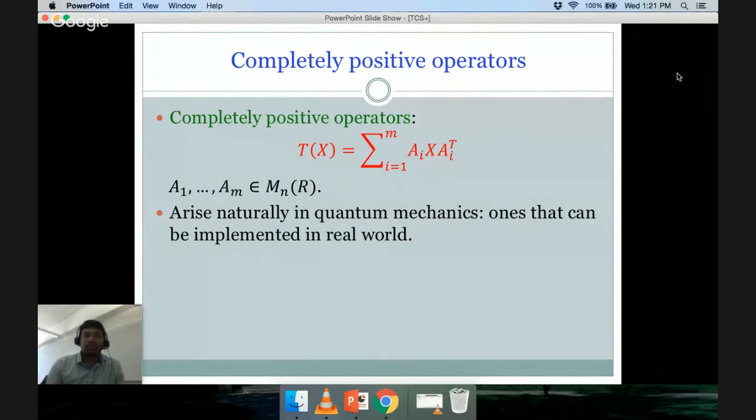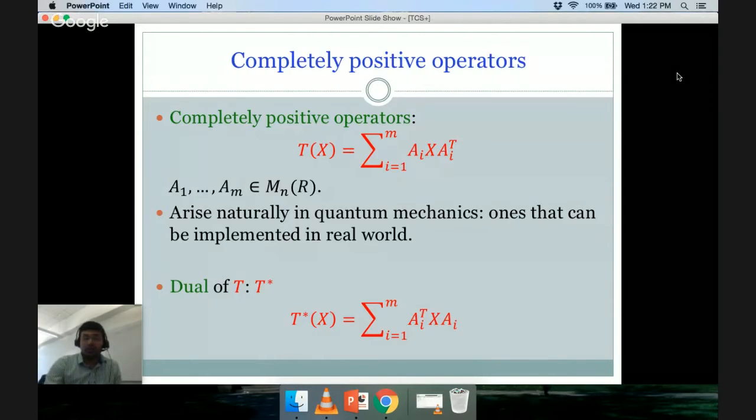Completely positive operators arise naturally in quantum mechanics. These are the ones that can actually be implemented in the real world. Any questions about the definition of completely positive operators? Given a completely positive operator T, there is a very natural notion of its dual, T star, which is defined as the summation of A_i transpose X A_i. You just switch the roles of A_i transpose and A_i. This is called the dual, T star.